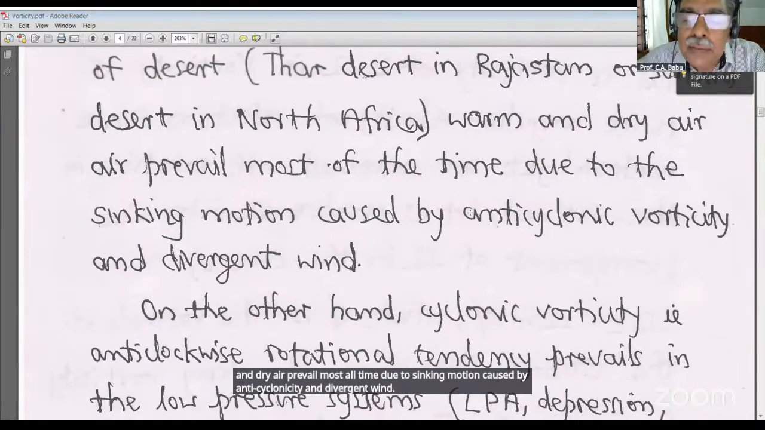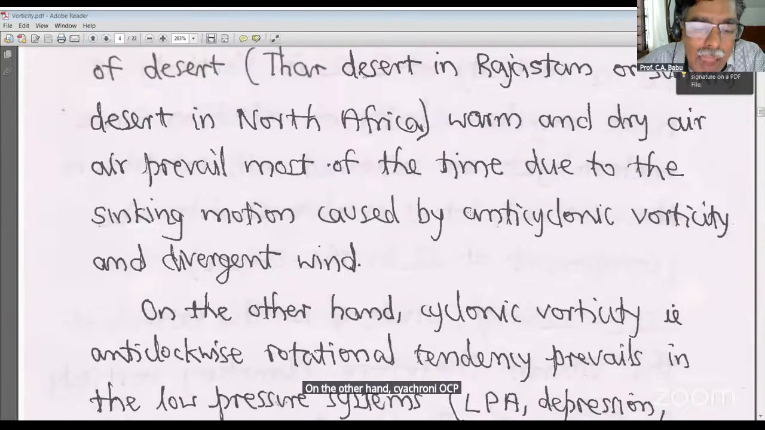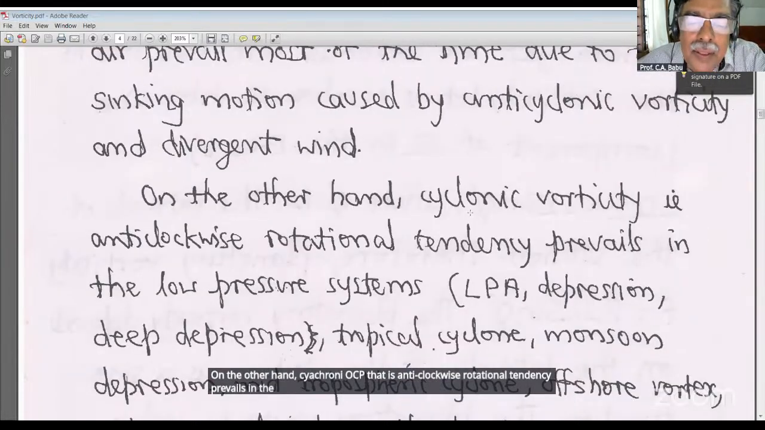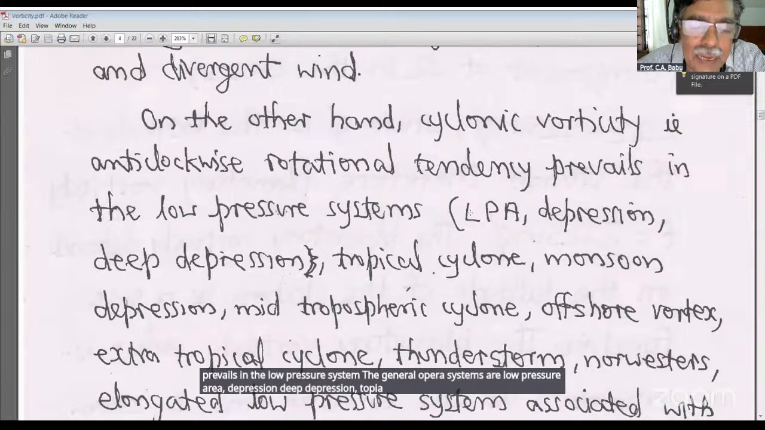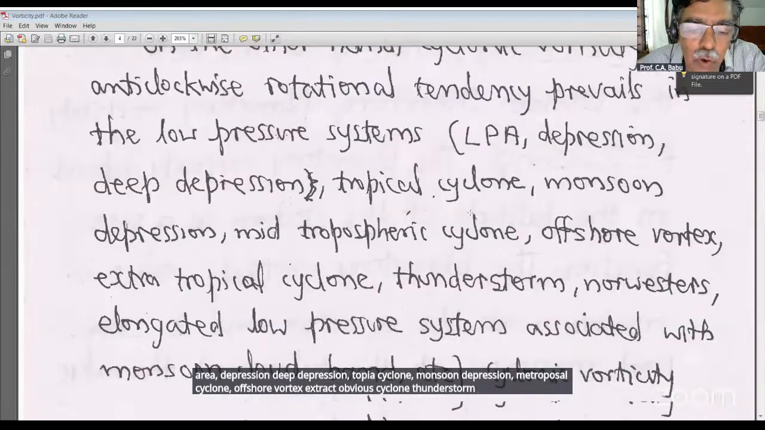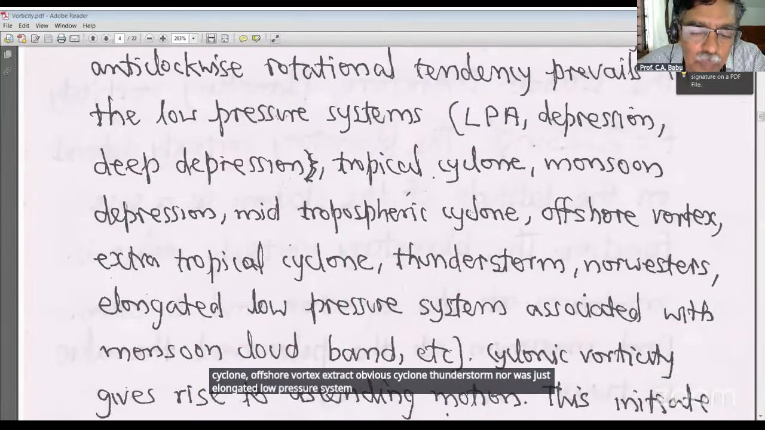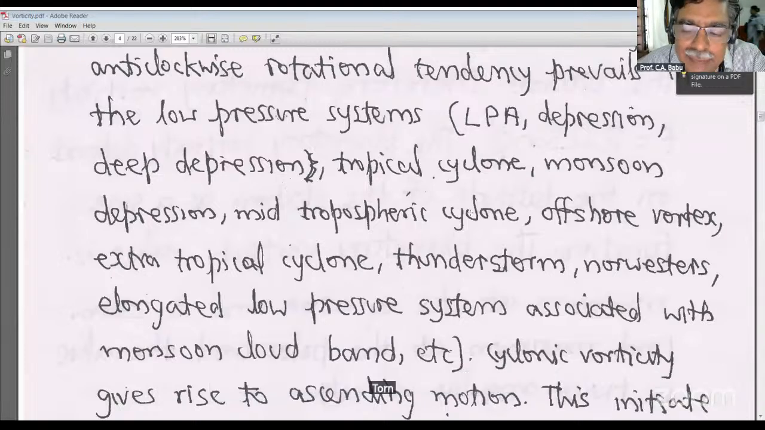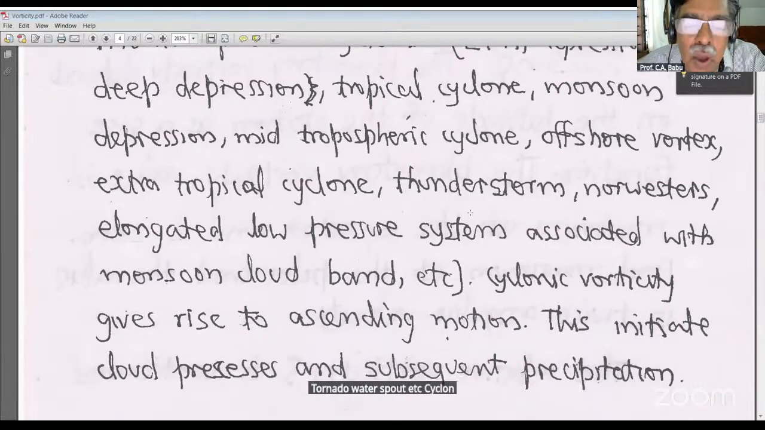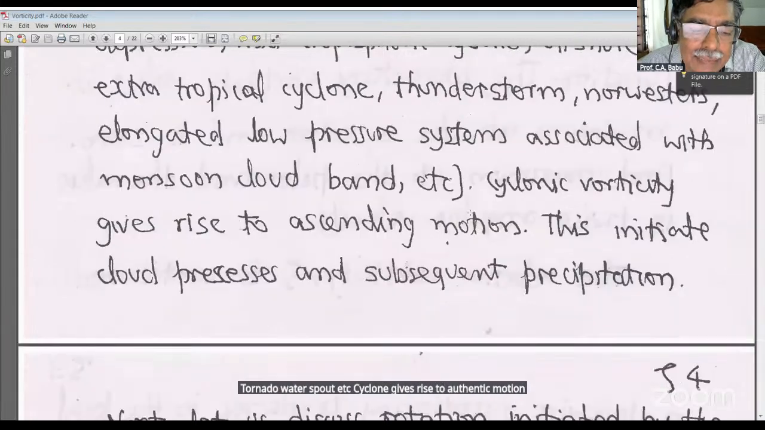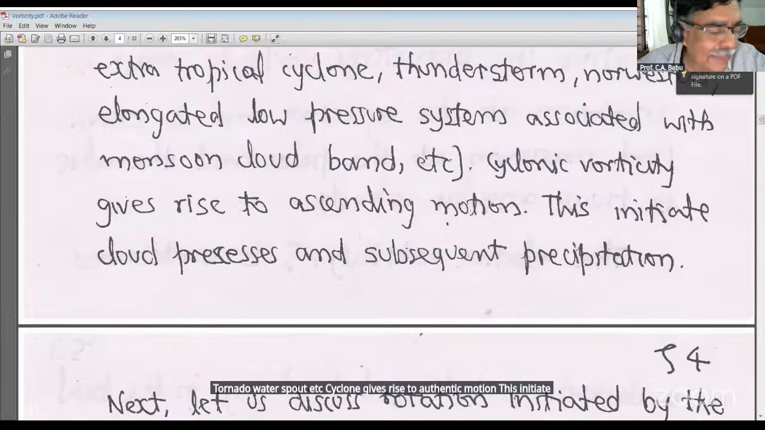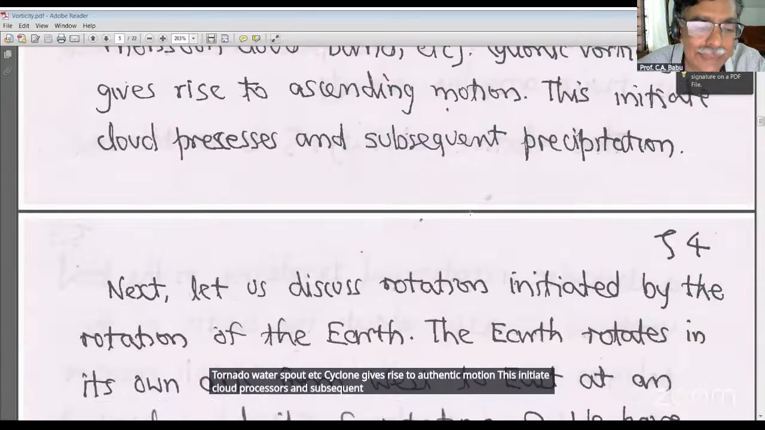On the other hand, cyclonic vorticity, that is anti-clockwise rotational tendency, prevails in the low pressure system. The general low pressure systems are low pressure area, depression, deep depression, tropical cyclone, monsoon depression, mid troposphere cyclone, offshore vortex, extratropical cyclone, thunderstorm, nor'westers, elongated low pressure system associated with monsoon cloud band, tornado, water spout, etc. Cyclonic vorticity gives rise to ascending motion. This initiates cloud processes and subsequent precipitation.